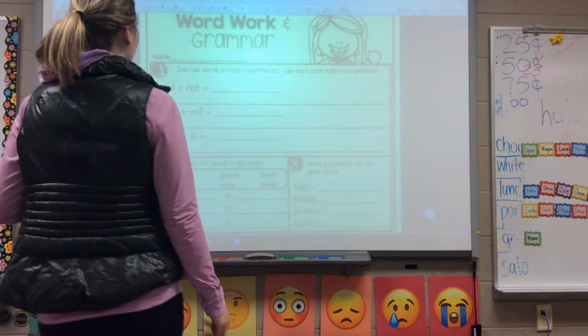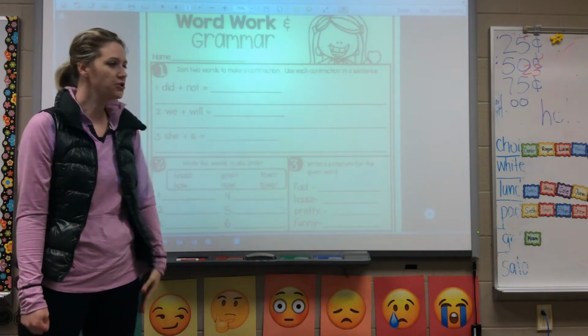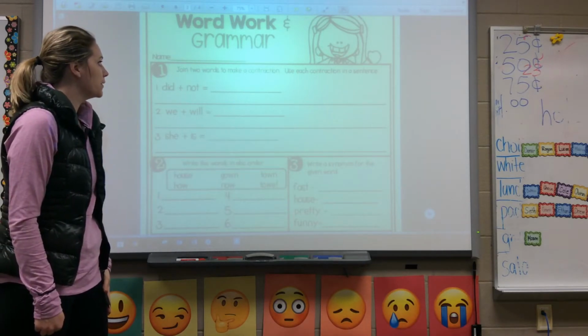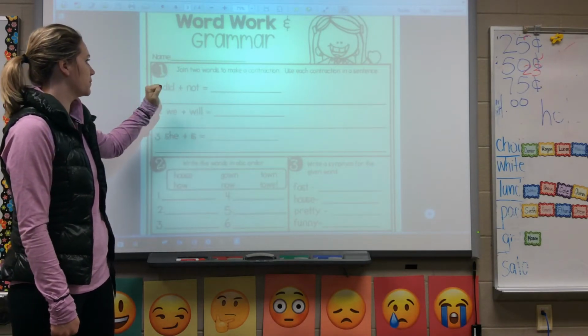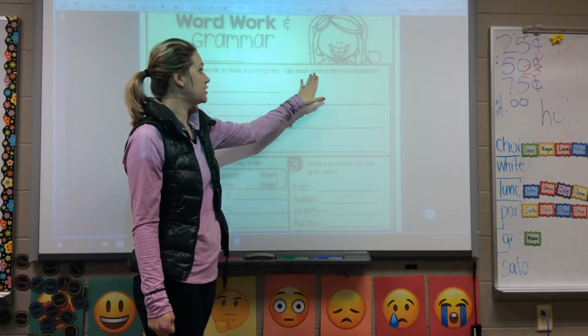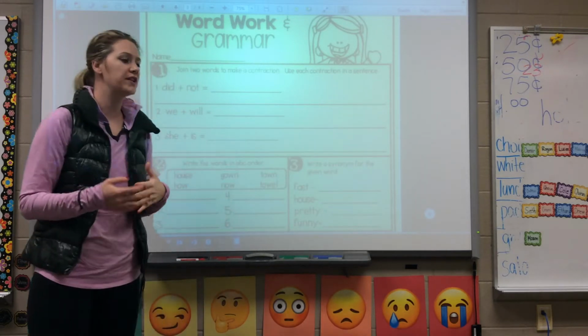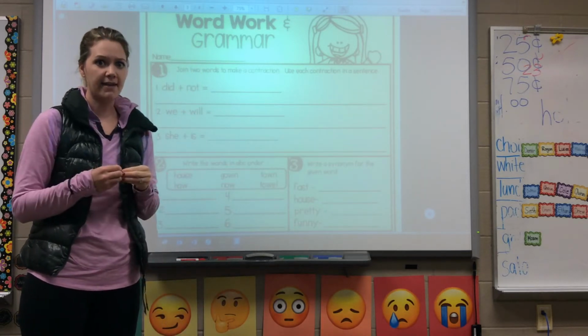All right, for our word and our grammar work today, we're going to do boxes 1, 2, and 3. That's half of the page. And what we're going to do to start, we're going to start in box 1. Join two words to make a contraction. Use each contraction in a sentence. So what we're going to do, boys and girls, we're going to go over these contractions together, make them, okay?